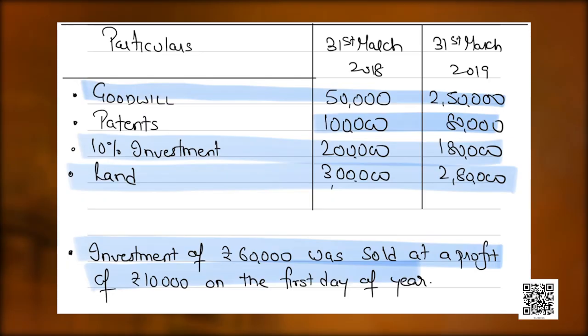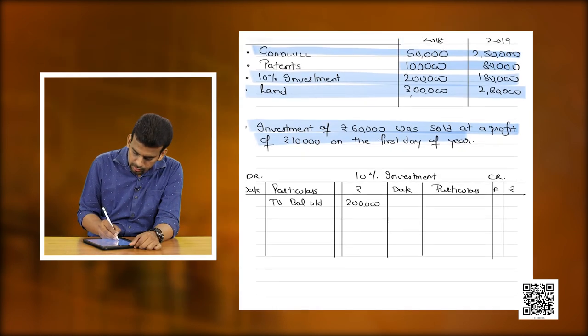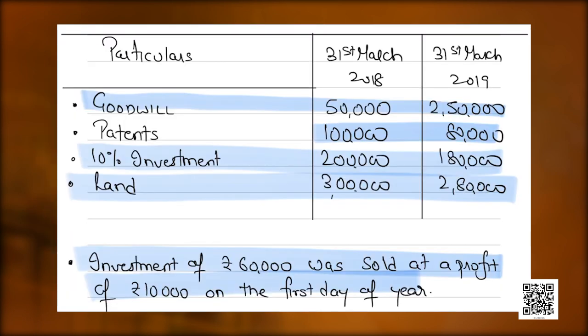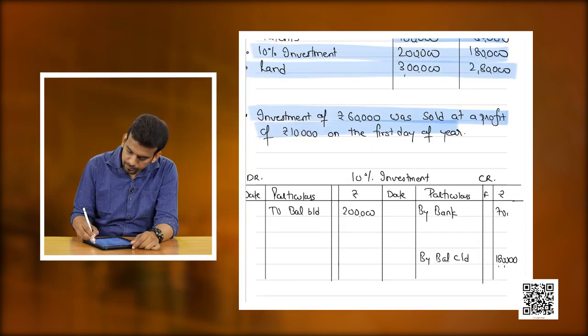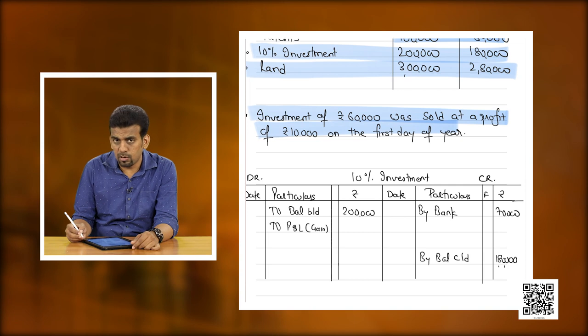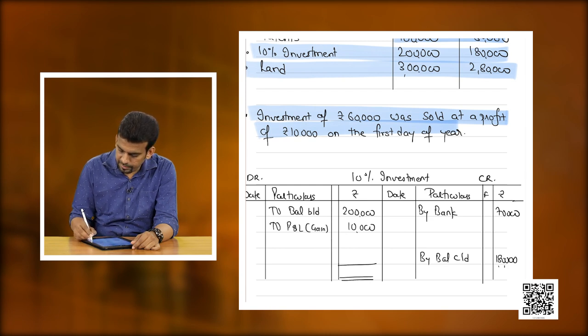Clear, students? Now, we have 10% investments. Initially 2 lakh, then 180,000, then there is an adjustment. Let us make an account for investments. We have investment as an asset. So, the balance will start from debit, opening balance on the debit side, closing balance on the credit side. And the question is saying investment of rupees 60,000 was sold at a profit of 10,000. That means we sold it for 70,000 and gain would appear on debit side. Losses appear on the credit side of asset account and gain appears on the debit side of asset account. And that is it. We have it as an information.